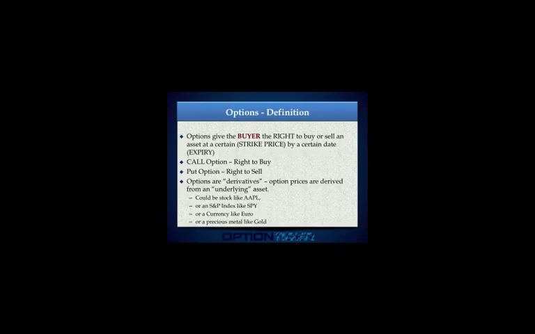Options are derivatives. Their prices are derived from the price of an underlying asset. So in our context, an option on Apple will be priced based upon the underlying price of Apple. When the price of Apple moves, the price of this option is also going to move. So this is also important.